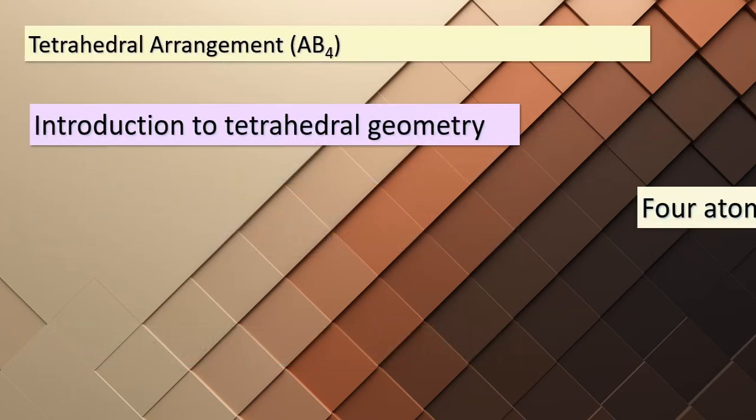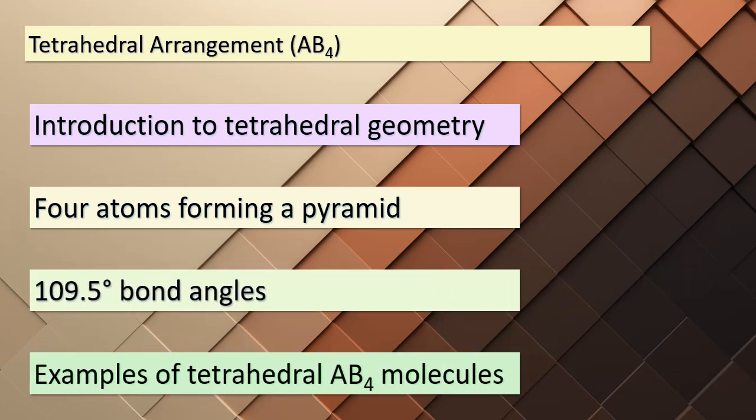Moving forward, let's explore the third fundamental geometry, the tetrahedral configuration. This arrangement involves 4 atoms, A and 3 B atoms, coming together to form a pyramid-like structure. The bond angles within this shape are around 109.5 degrees each. Think of it as a 3-sided pyramid with the apex pointing upwards.